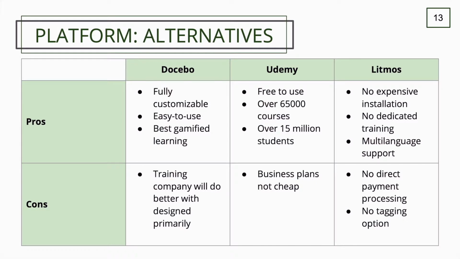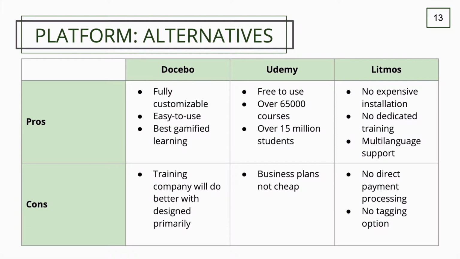Some pros and cons for the alternatives would be that Docebo is fully customizable, and it's easy to use, and it is the best gamified learning platform which is available on the internet according to some resources. The downside of Docebo is that a training company will do better with design primarily because Docebo is not designed really well. Udemy is free to use, and you can find over 65,000 courses online, and it has over 15 million students, so it has a quite wide reach.